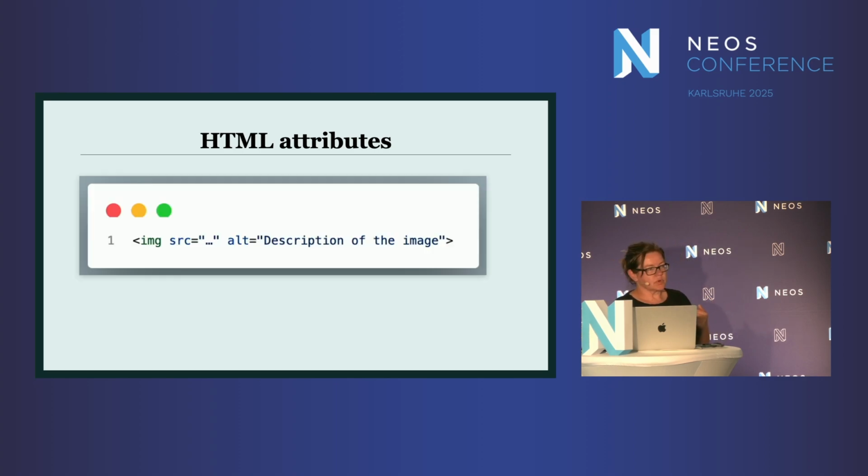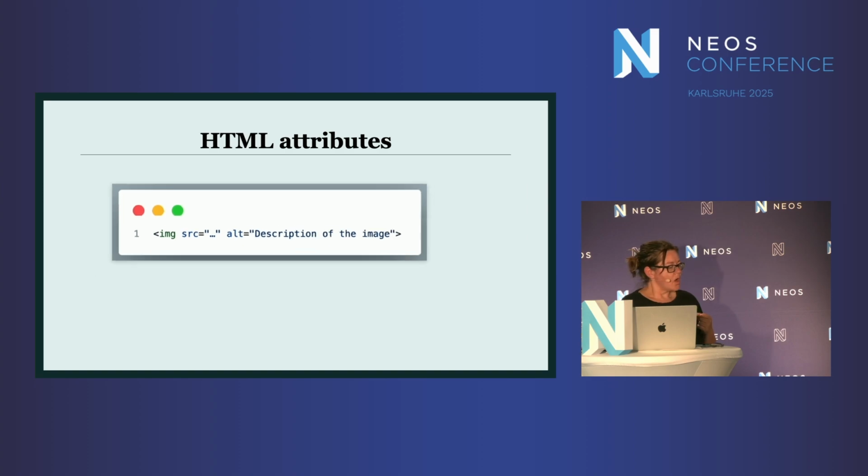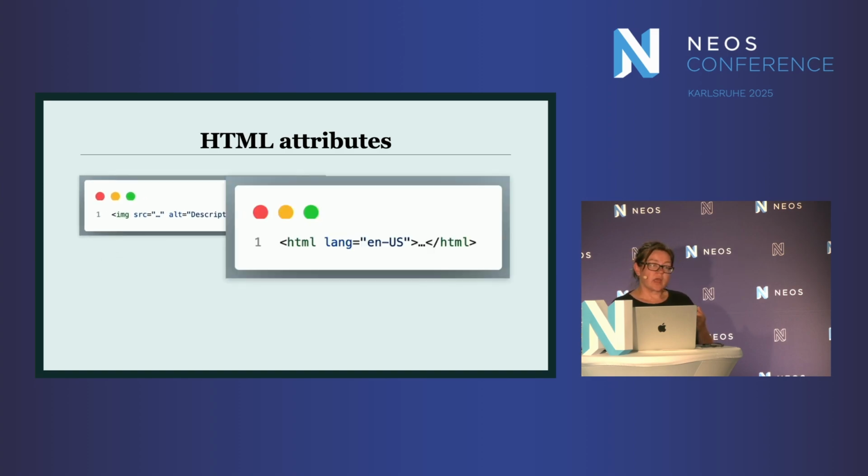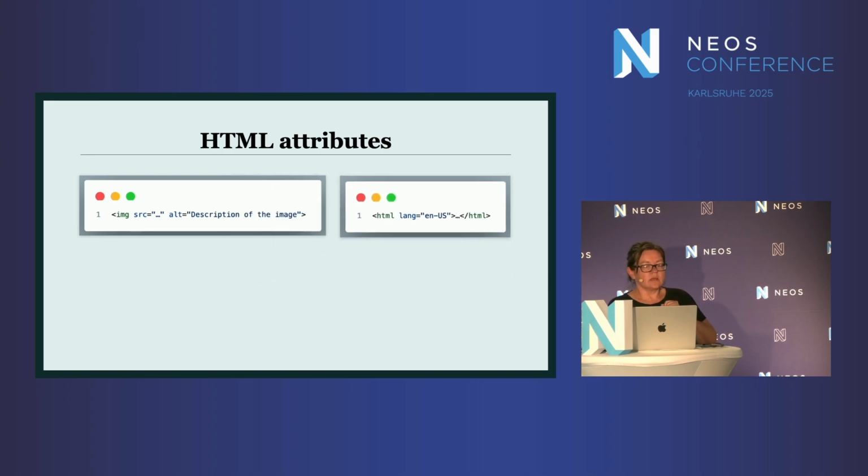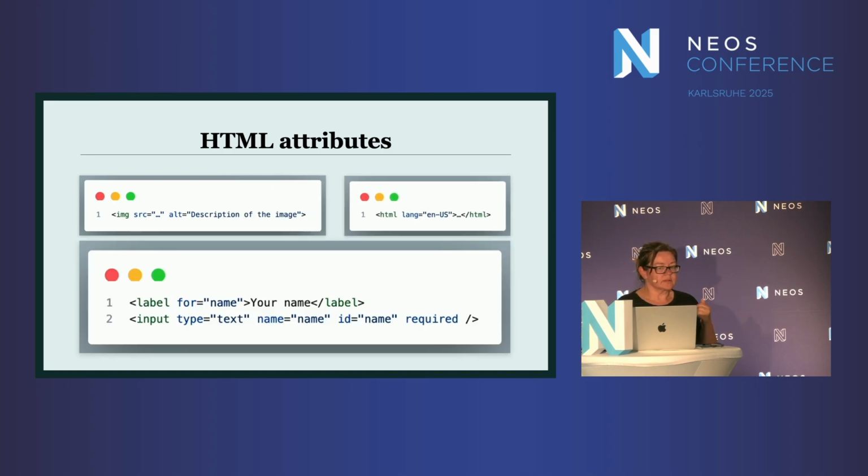The alt attribute of image tags that hold the text alternative for the image. The lang attribute that defines the language of a whole page or a certain part of the page. Think of input elements. They have the required attribute to say, yes, you really need to fill this out.